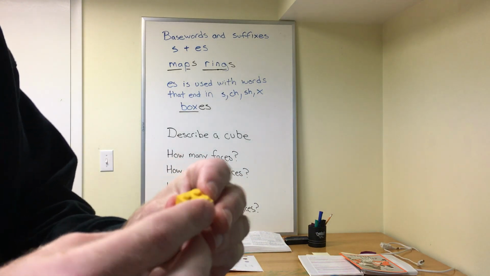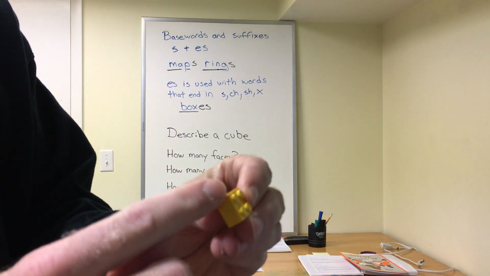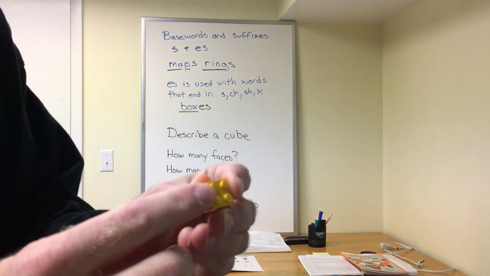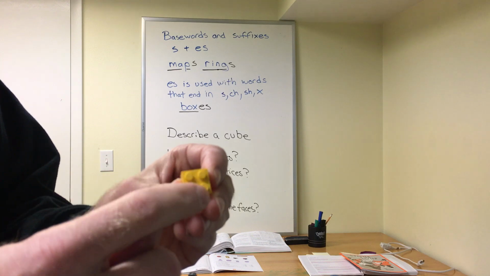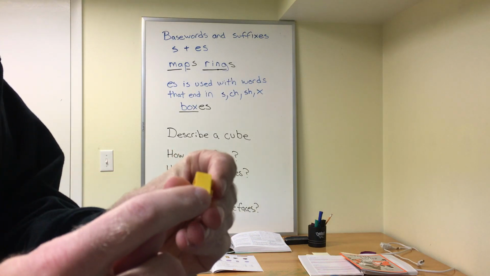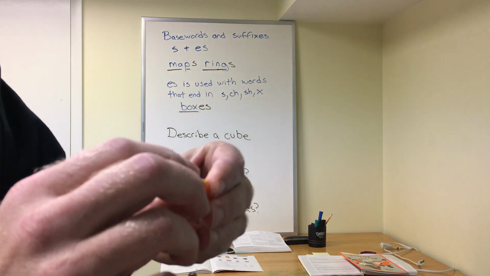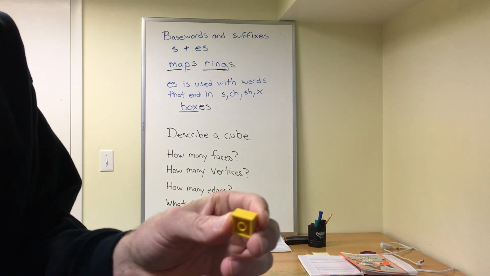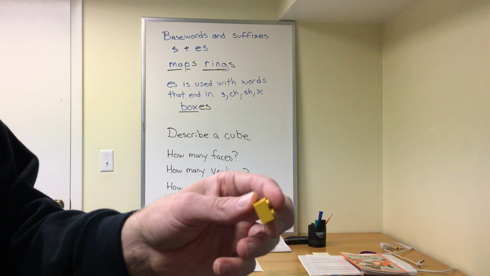Now, the edges are those lines where the faces come together. Not the vertices, not those sharp points, but those lines between. So how many edges do we have? Well, we have 1, 2, 3, 4, 5, 6, 7, 8. And then we flip over here. 9, 10, 11, 12. So we have 6 faces, 8 vertices, and 12 edges.